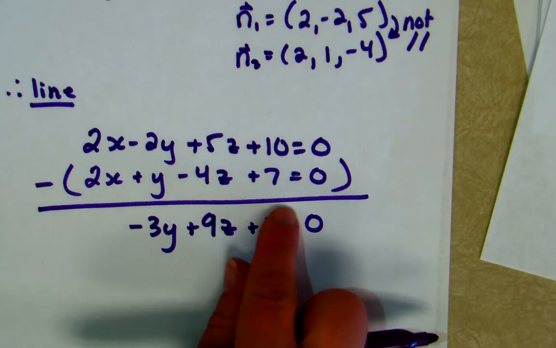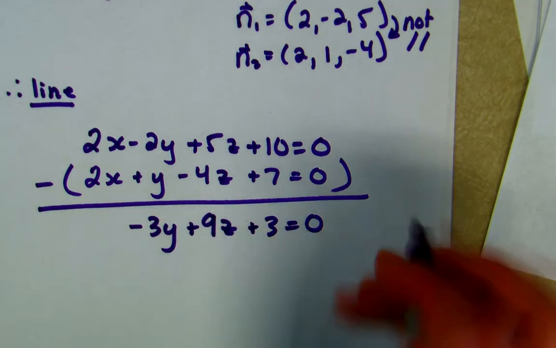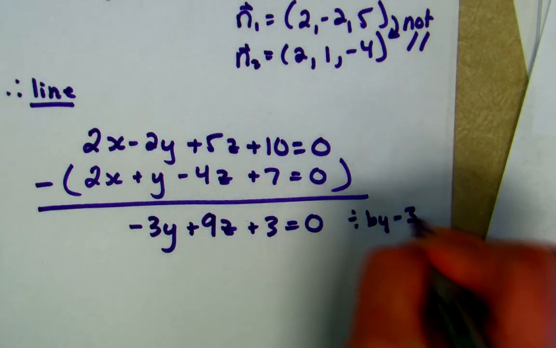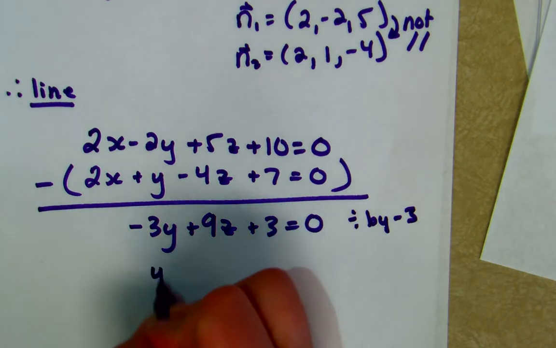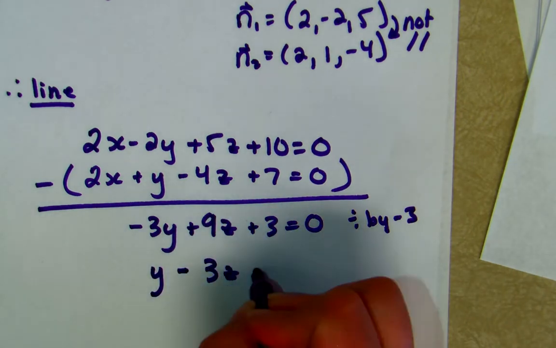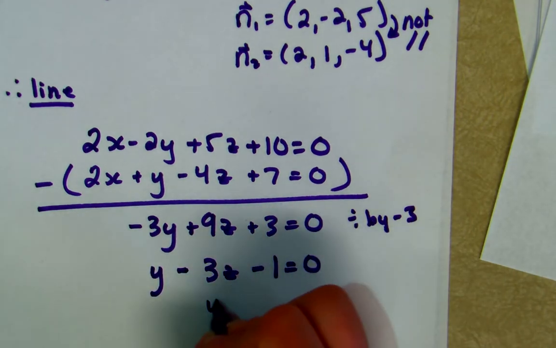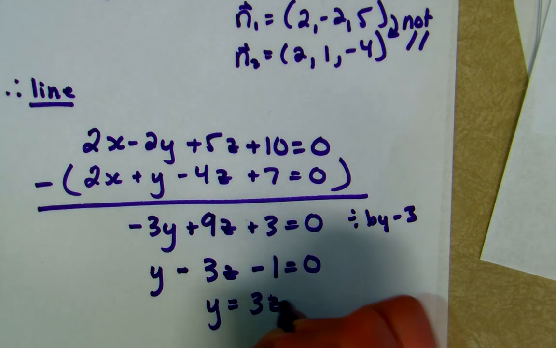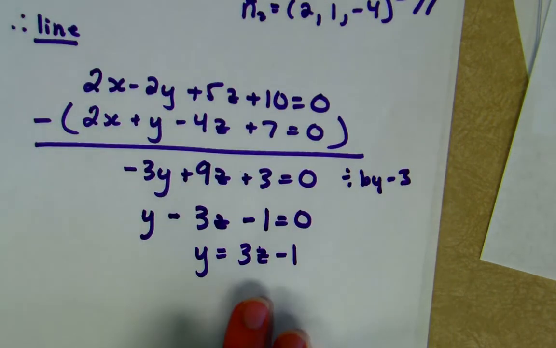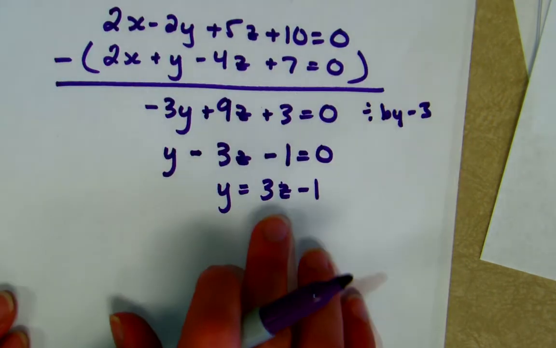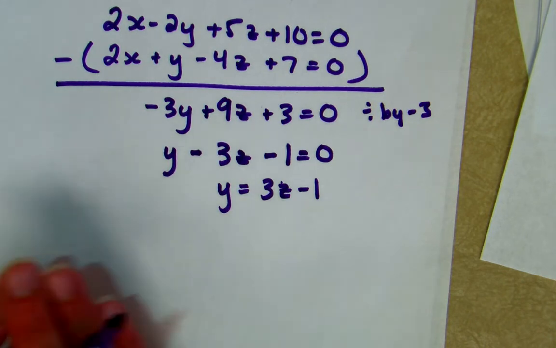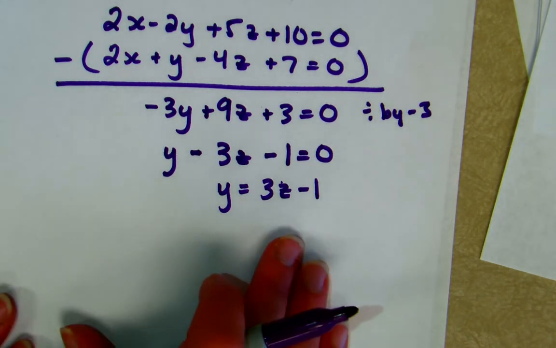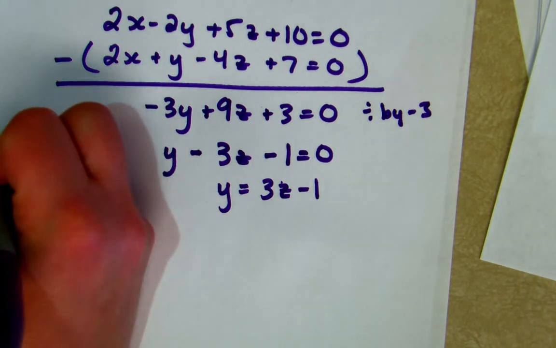Now, I can work with this equation, or I'm actually going to divide it all by negative 3, just to clean it up a little bit. So I get y minus 3z minus 1 equals 0, or y equals 3z minus 1. So I didn't get a unique solution for y, but I got something for y in terms of z. Remember what the solution is. It's going to be a line. So I expect a parameter.